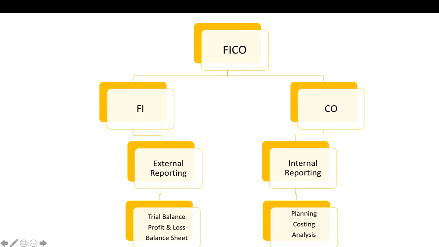On the CO side, this is for internal reporting. Internal reporting is purely for your internal control: how your business is doing, how you can cut your expenses, which department is spending more than it's supposed to, so that we can control it. How will we control? We have some transactional data fed into the SAP system, and SAP will give you some reports, expense report, income report, all those reports, right?